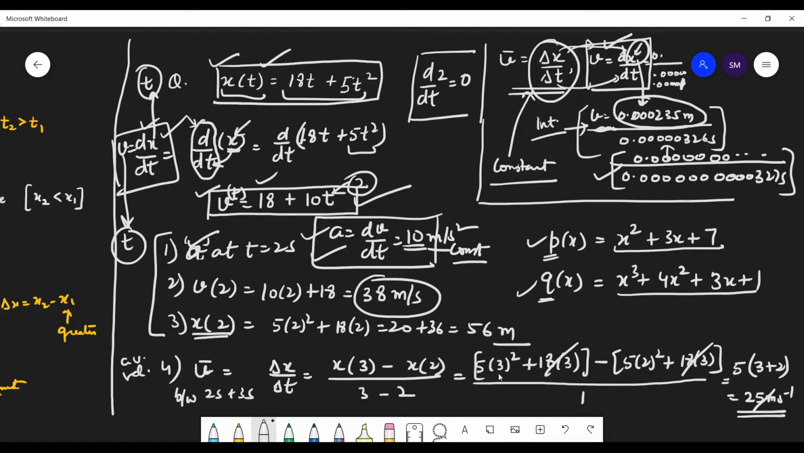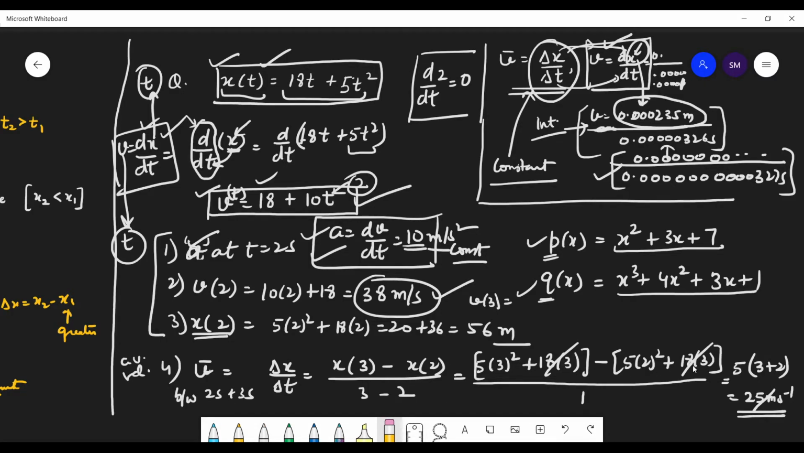Sir, but the answer was 25 meter per second. See, the instantaneous velocity is 38 meter per second. How, Sir, can it be the average velocity? And what is the velocity at even 3 seconds? You made a mistake. Yes, 18, there it will be 2.